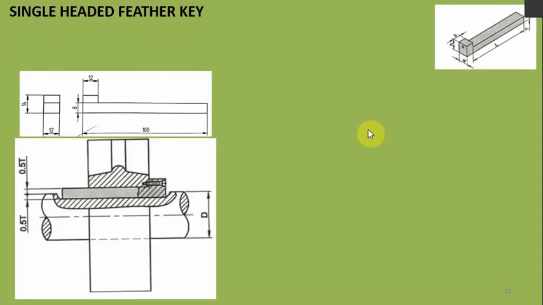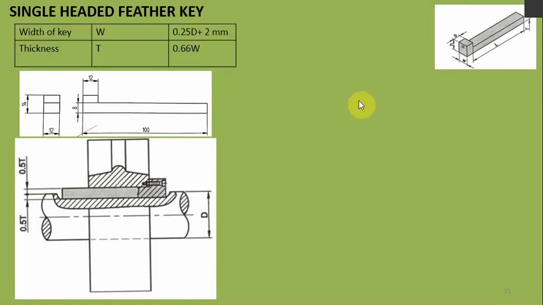Then the single headed feather key. This is the last kind of key. It is the single headed feather key. These are the dimensions. Two proportions are missing here, H and B.